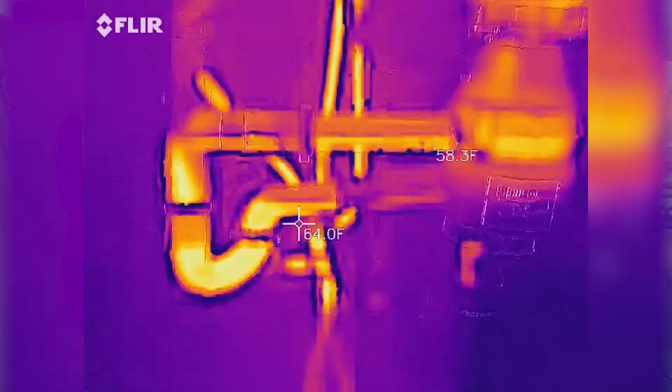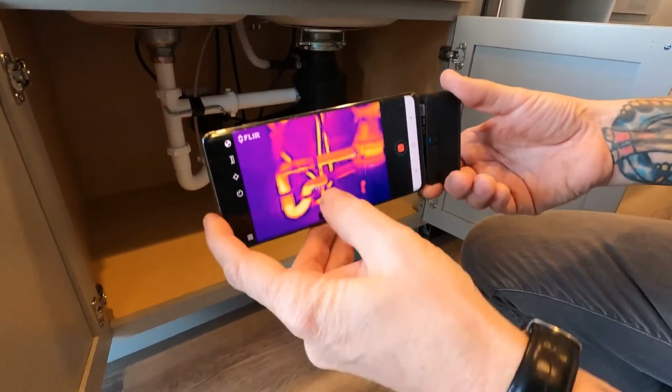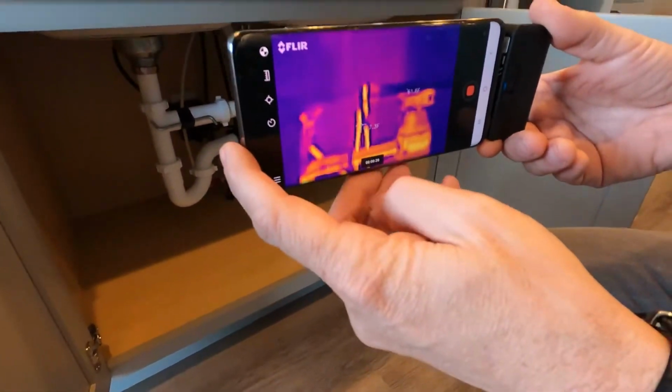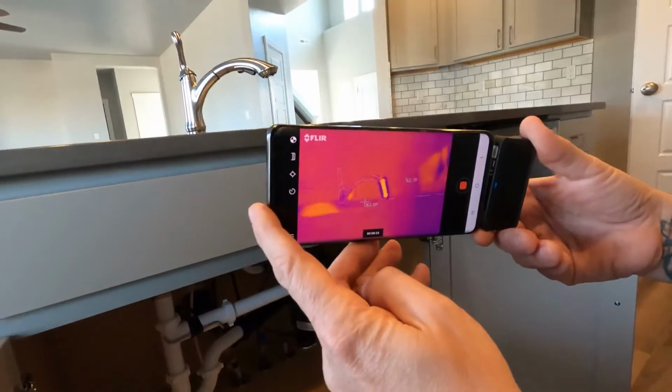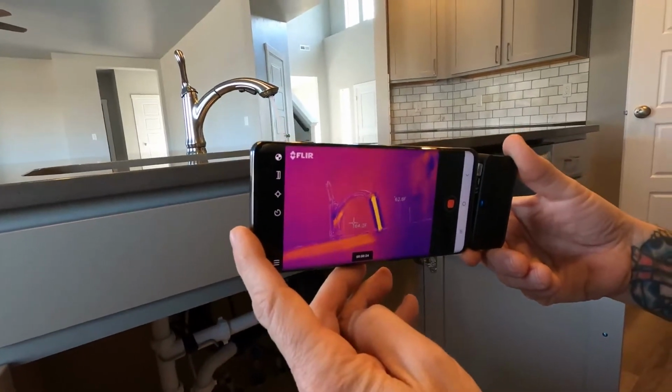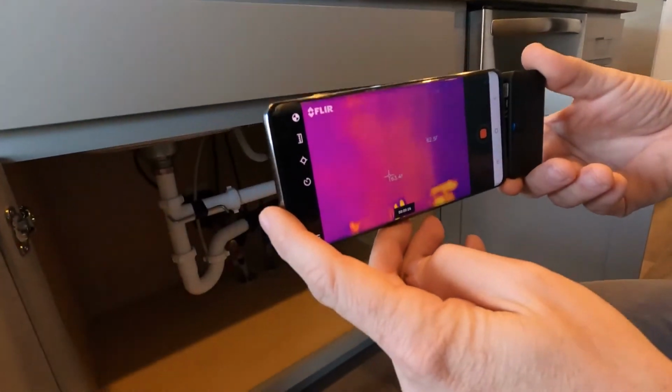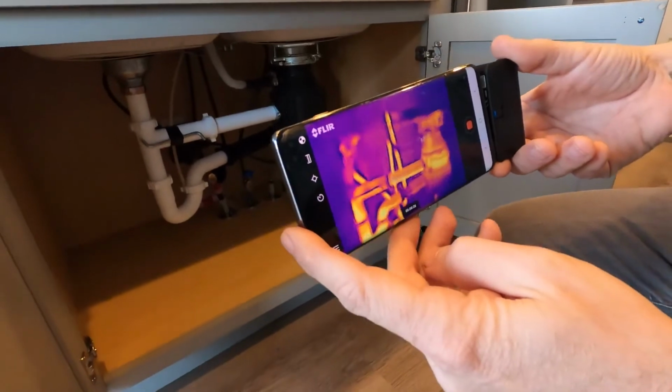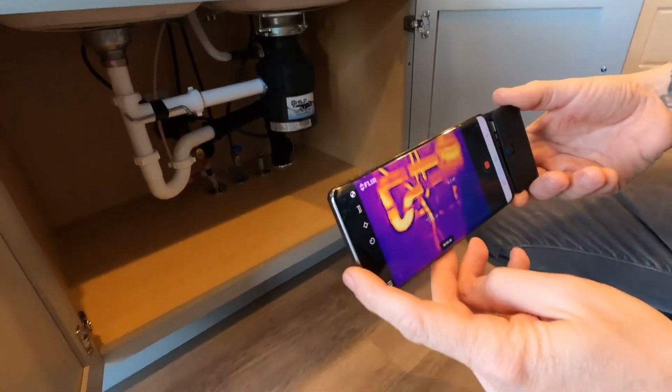So you can see the hot water flowing through right here. And you can see it going down the drain and everything, right? The pipe going all the way up into the faucet, all the way up here, and water coming out there. You can see it going through the drain. So we can use this to see if we have any leaks.